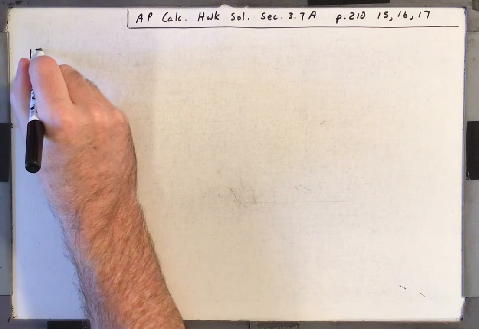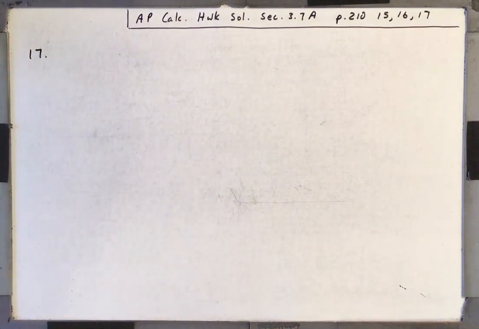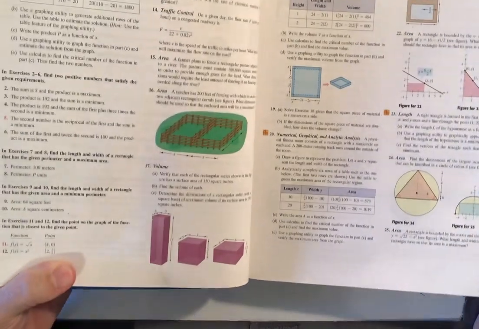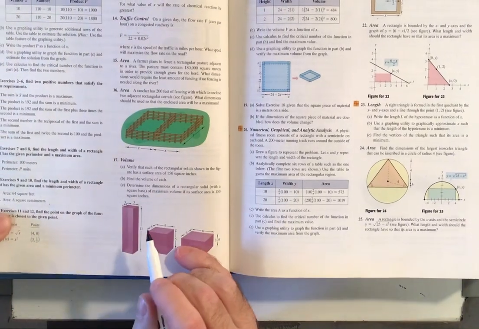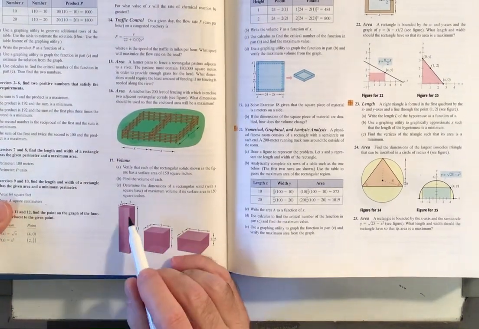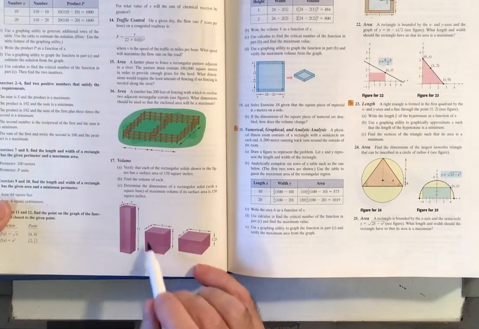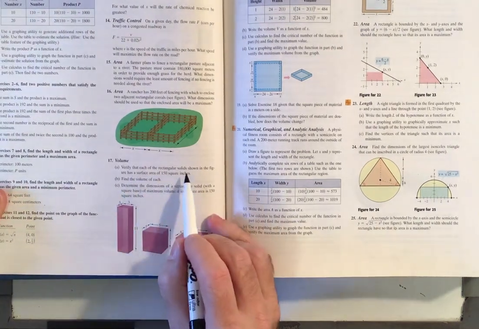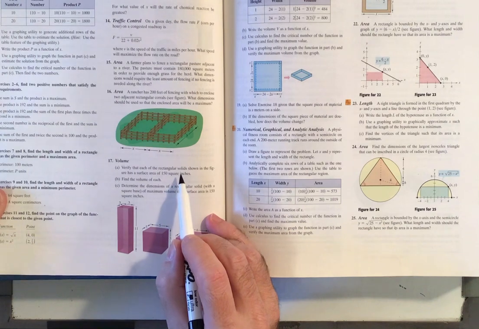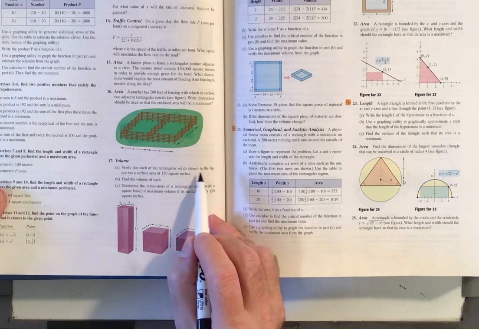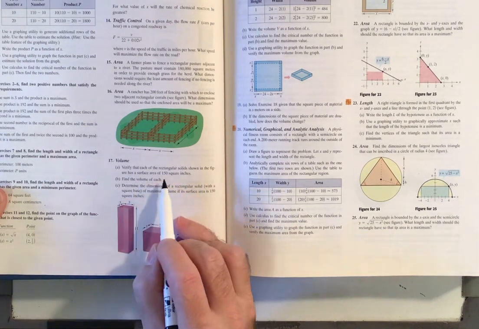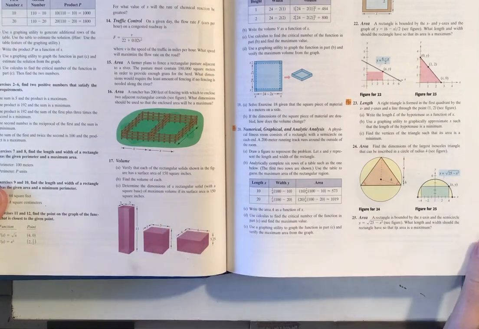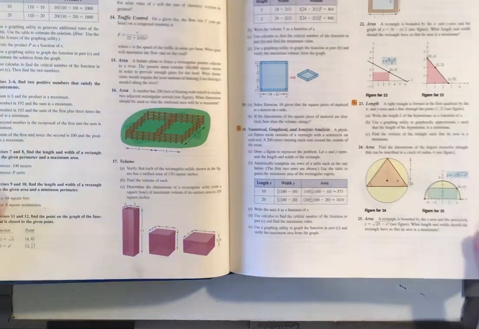So 17, we have three kind of three-dimensional kind of cube-like shapes. So the only cube one is this one, but we have to verify that the rectangular solids, I guess rectangular solid is the right word for me to use, shown in the figure has a surface area of 150 square inches, and then we want to find the volume of each.